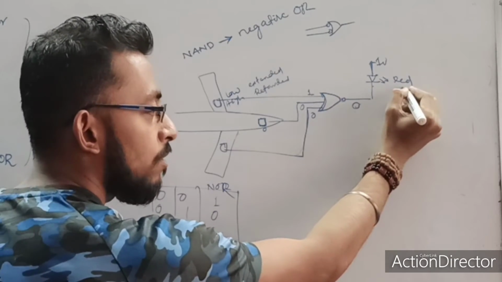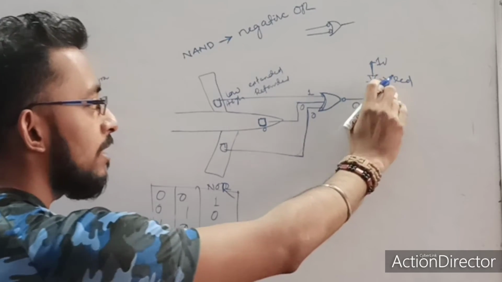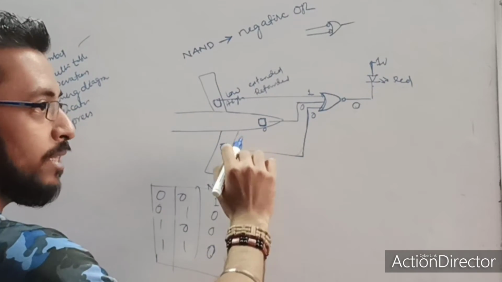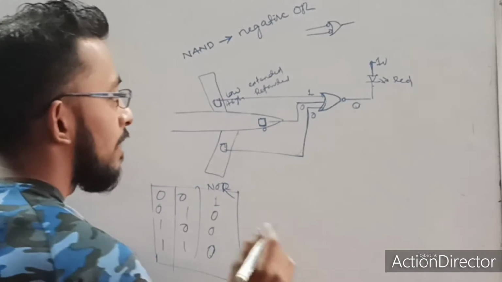LED will glow red. What does it mean? This LED is glowing red means any of the three sensors are showing something, that is, any of the wheels is retracted. Okay, similar condition.